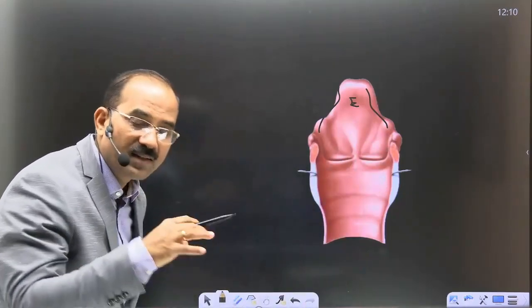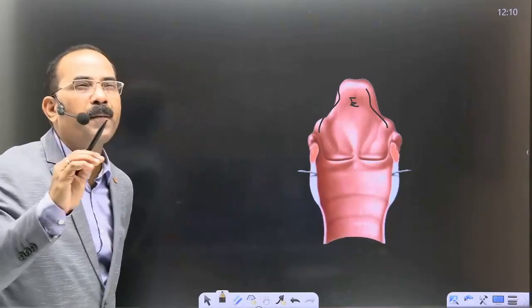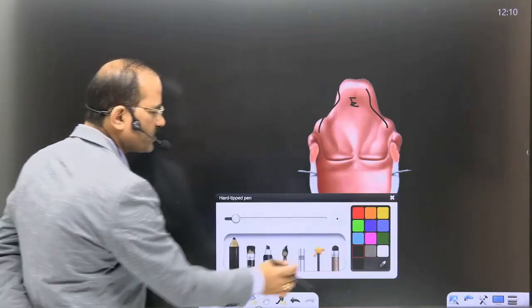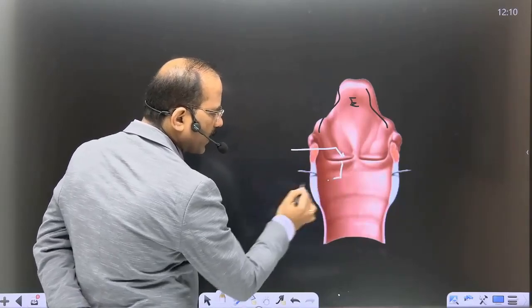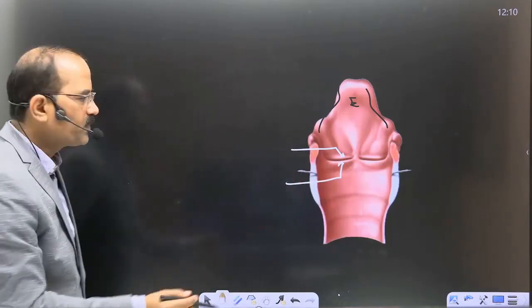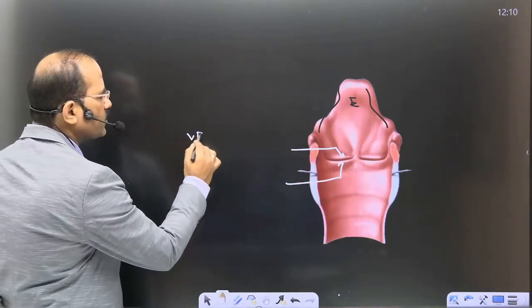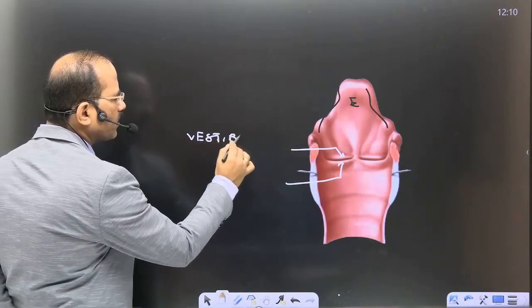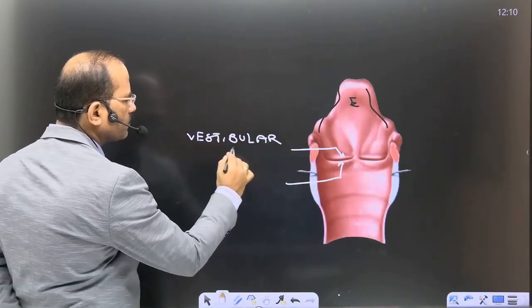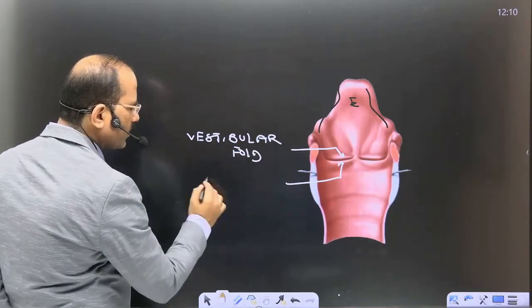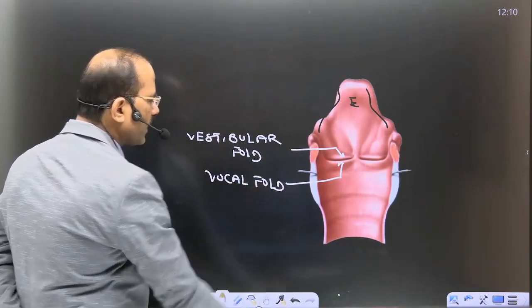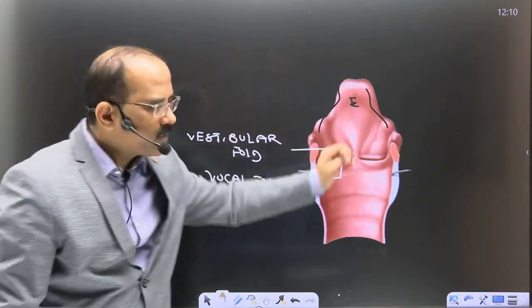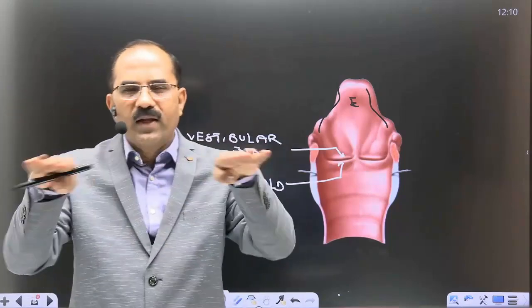Now, inside the larynx, we find two folds. What do we call these folds? Upper fold and lower fold. You can see two folds here. The upper fold is known as the vestibular fold, and the lower one is known as the vocal fold. So the upper ones are the vestibular folds and the lower ones are the vocal folds.